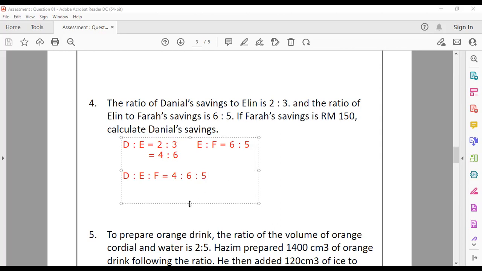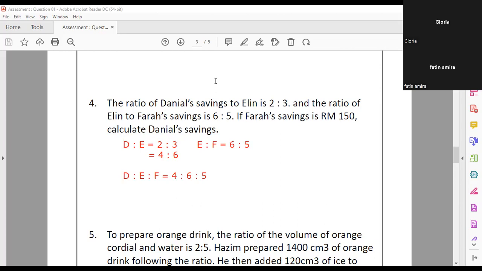Are you following me, guys? So far? Thumbs up if you can follow me. Do you understand what's happening? This is what we did earlier, where the ratio is not the same, we make it the same. Krish, are you following? Can understand? Yes, teacher, can understand. Good.